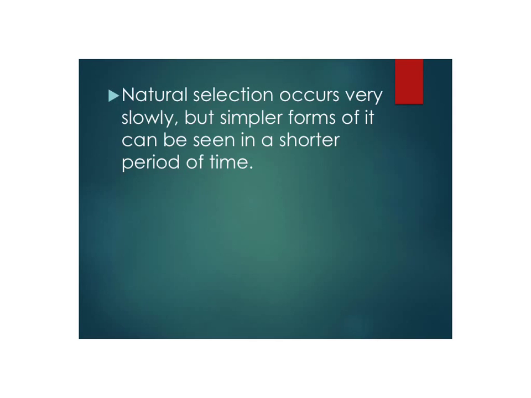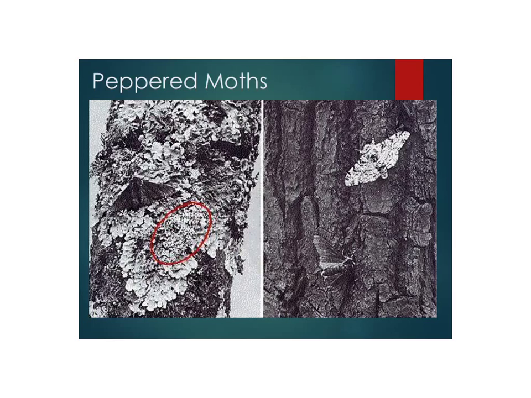Now, natural selection occurs very slowly, but in short periods of time, we can see versions of natural selection. So we think of natural selection and evolution as occurring over thousands and thousands of years, but in our lifetimes, we have seen changes that show us how natural selection can occur. One example of this was in these moths called peppered moths, and this was actually a case study that was done around the beginning of the 20th century.